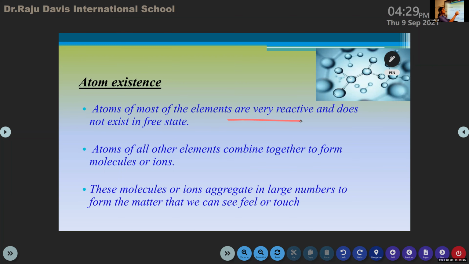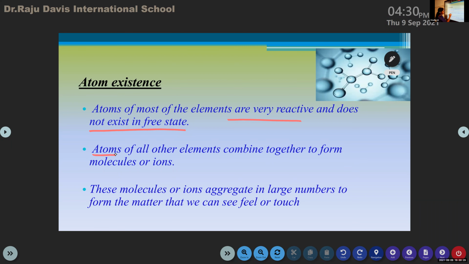These elements are very reactive and they do not exist in free state. They always react with other elements and they will remain in a combined form. They cannot exist independently. So that's the first point. Atoms of most of the elements are very reactive and do not exist in free state. Only very few elements will exist in free state, that we will learn in the next portion. So most of the elements are very reactive and they will combine with other elements to form molecule or compound. So they do not exist in free state.